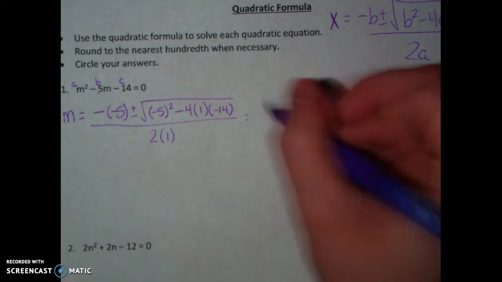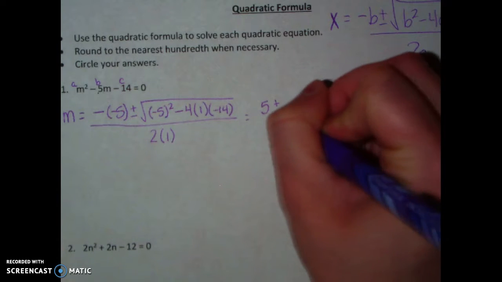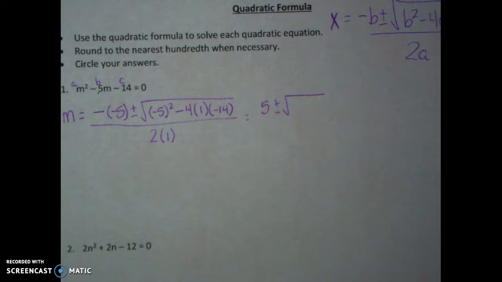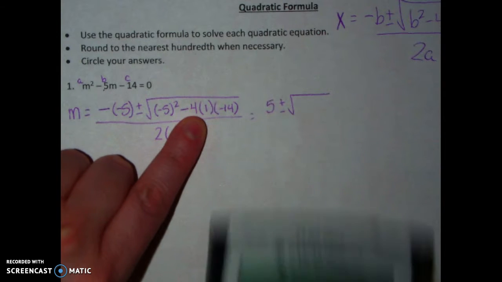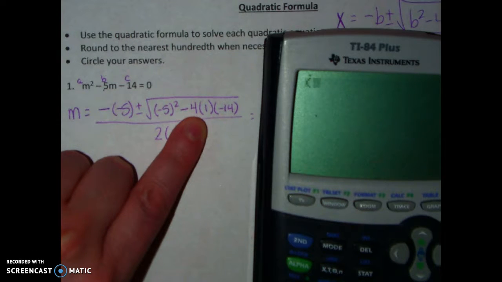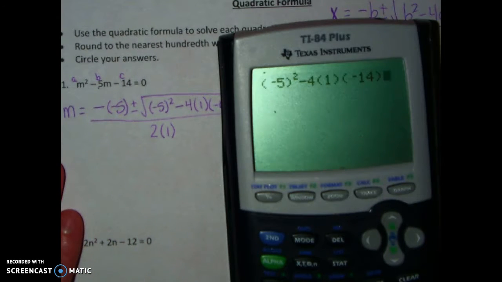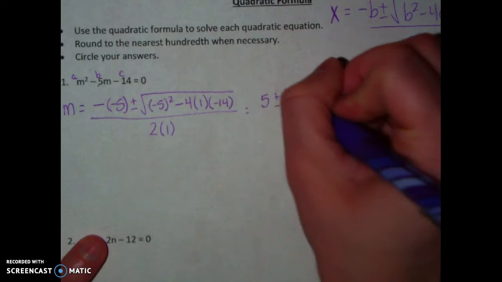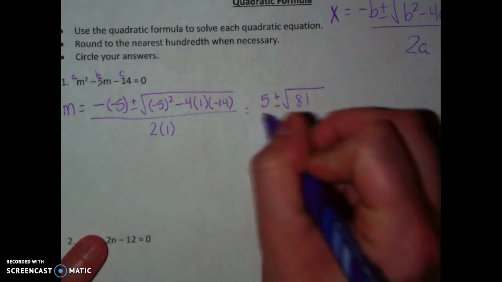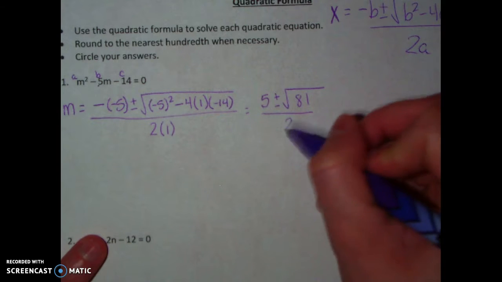So negative 5 is a positive 5, plus or minus the square root of, now in your calculator, type it in exactly like that, not the square root sign. So negative 5 squared minus 4 times 1 times negative 14. And that equals 81. 81 goes here. And that is all divided by 2 times 1 is 2.